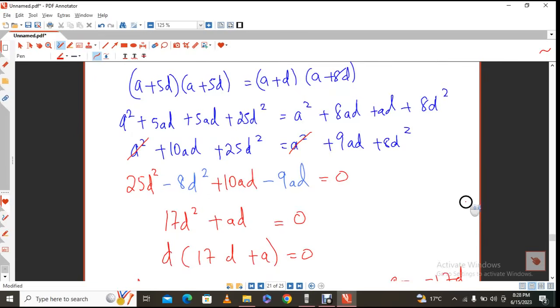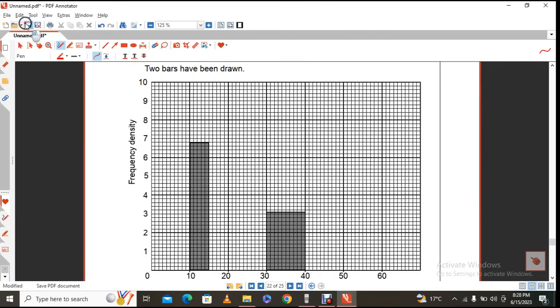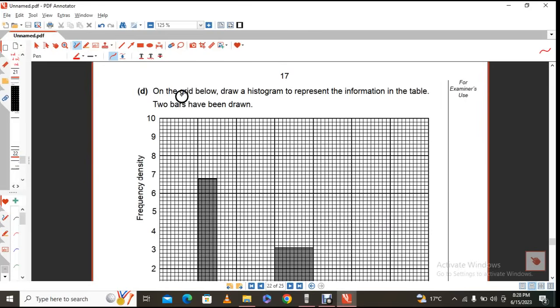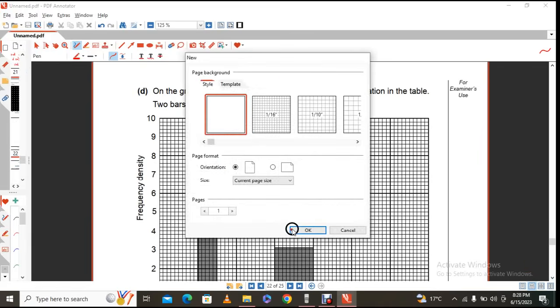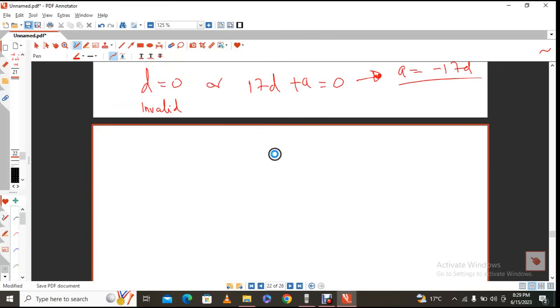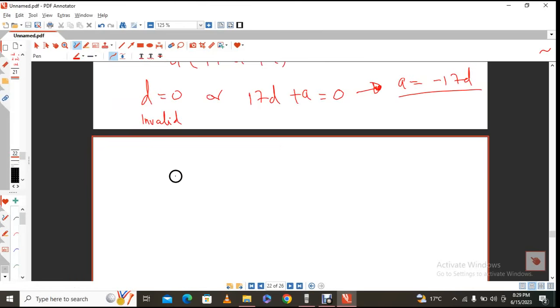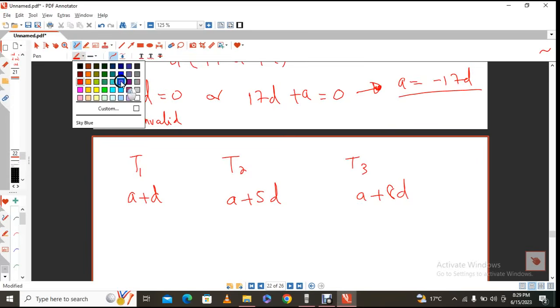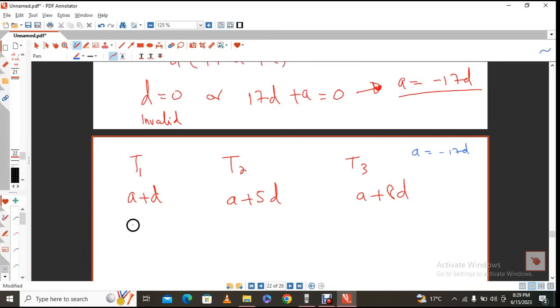So I ran out of pages. Perhaps I can add one more page. Just insert. Okay, good. Right. So let me just write down what I have now. I know from my work before that my first term was A plus D, my second term was A plus 5D, and my third term was A plus 8D. And I also know from the work that I have done that A is equal to minus 17D. So I'm going to replace everywhere we have an A with minus 17D plus D, minus 17D plus 5D, minus 17D plus 8D. Together, remember it's a GP.